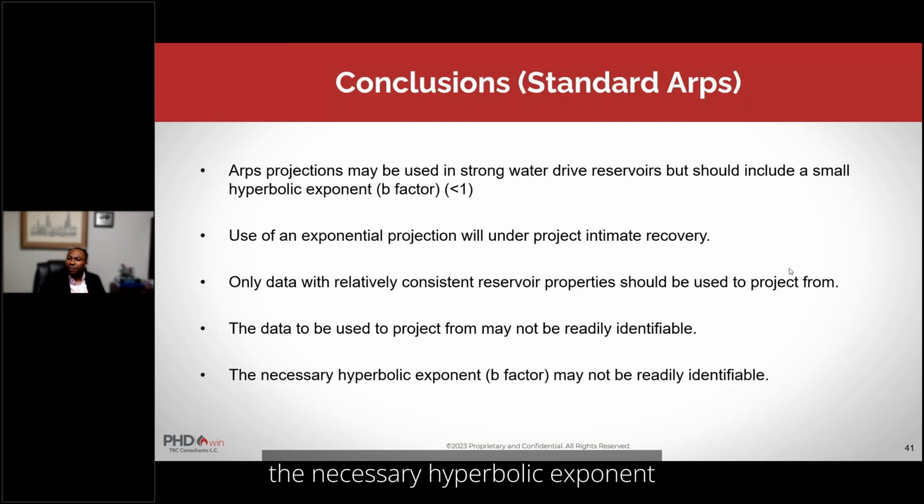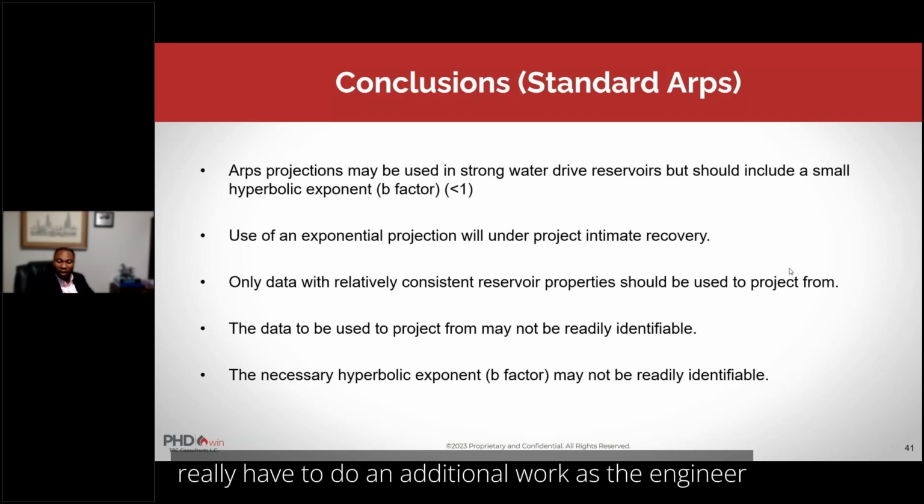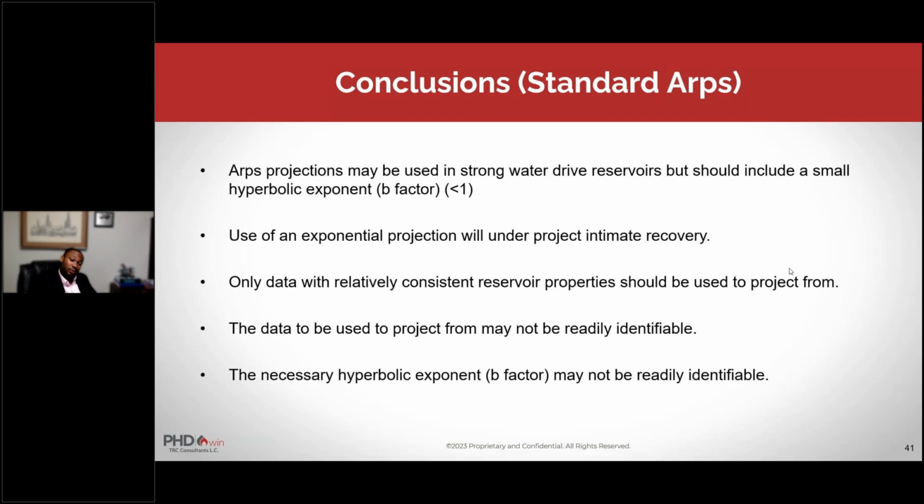The necessary hyperbolic exponent, so even if you're going to use a B factor, the one you're going to use may not be readily identifiable from the plot. So you really have to do additional work as the engineer to be able to make the right decision.